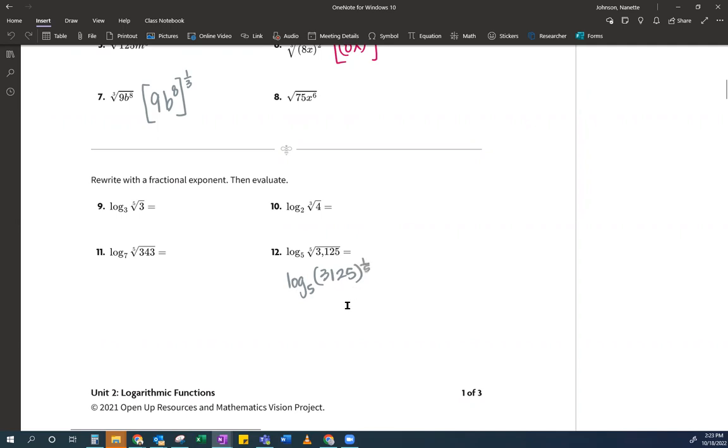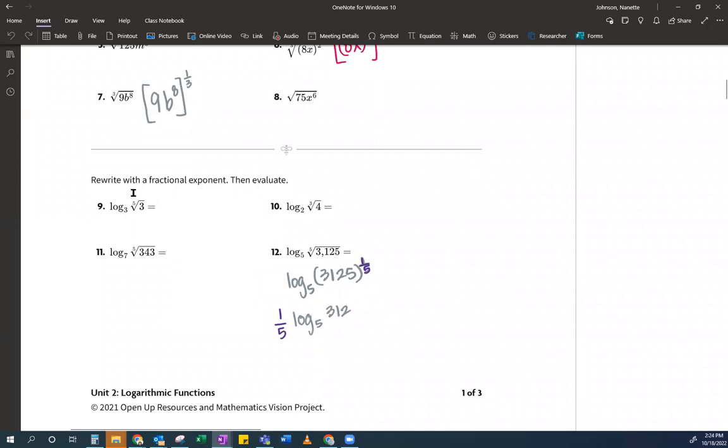Now, according to our rules from before, we know that if we have something to the power here, it becomes a coefficient here. So I'm going to write that as my coefficient out here. So this 1/5 comes out in the front, and then I just leave the log base 5 of 3,125, right?